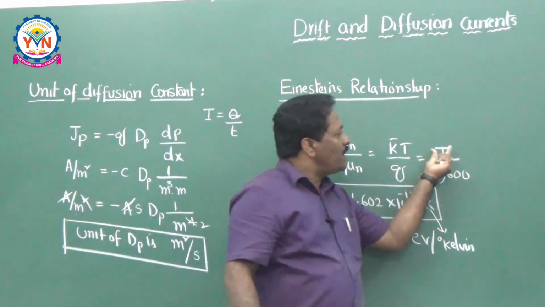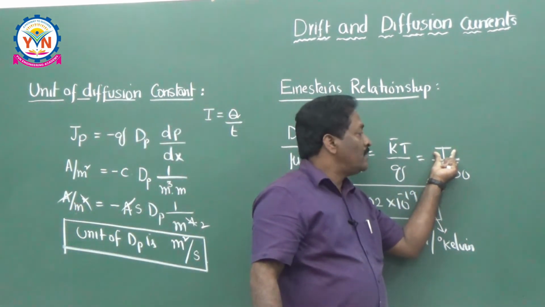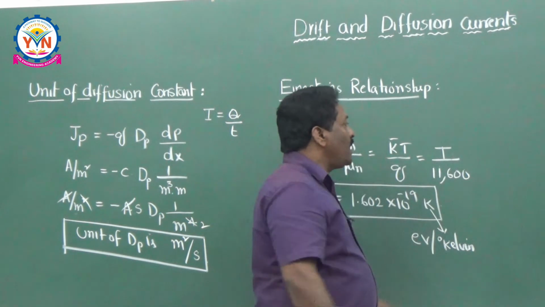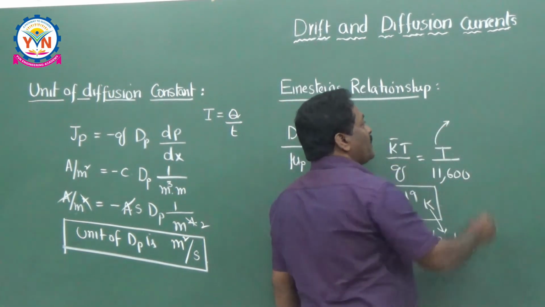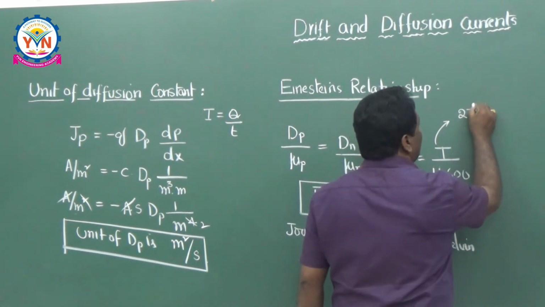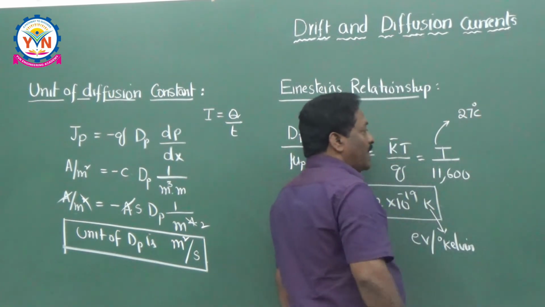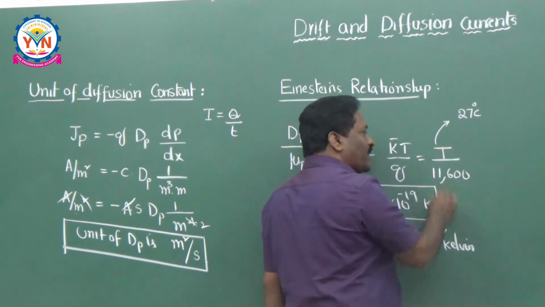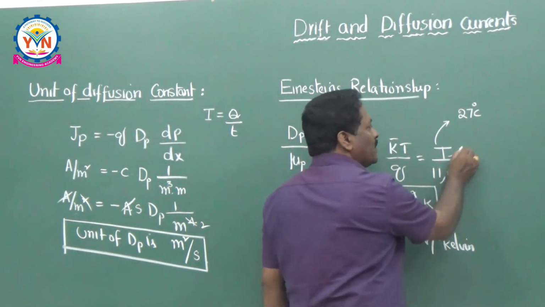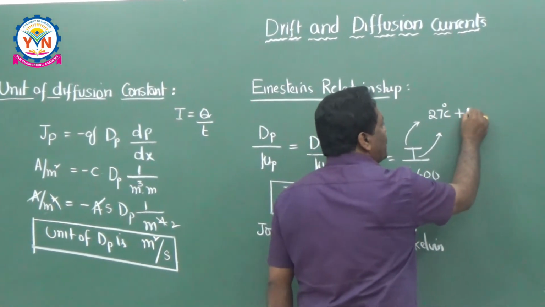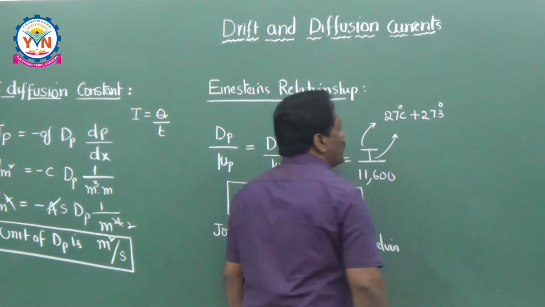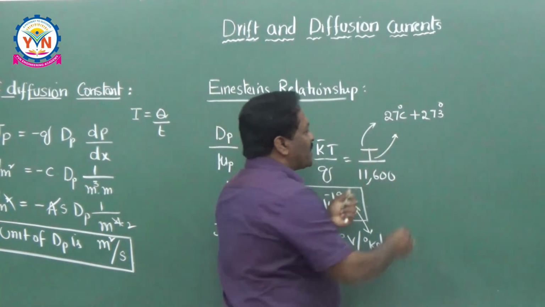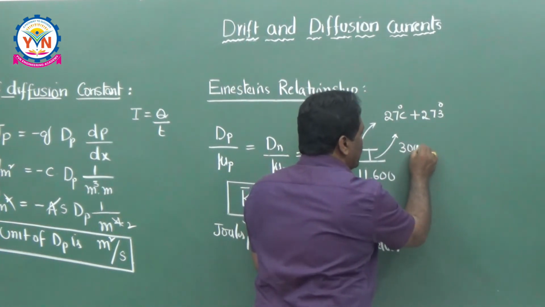So what is T? T means temperature. Generally, we are going to take room temperature. If the temperature is not given, that room temperature is nothing but 27 degrees centigrade. But this T should be expressed in terms of Kelvin. How to get this T? Just add 273 to your 27 degrees centigrade, and then you are going to get 300 Kelvin. This is nothing but 300 Kelvin.